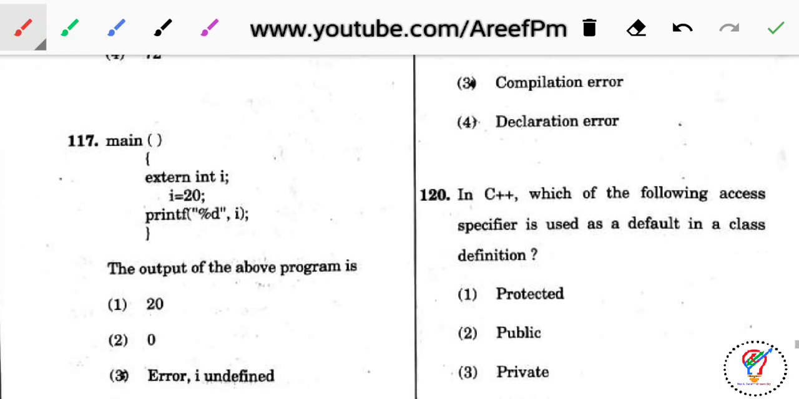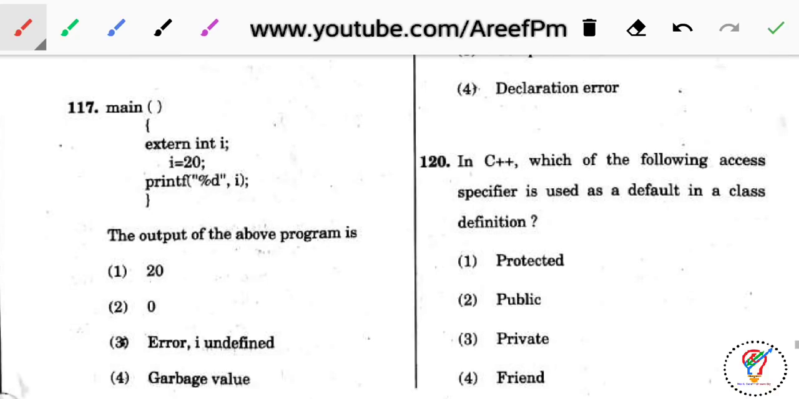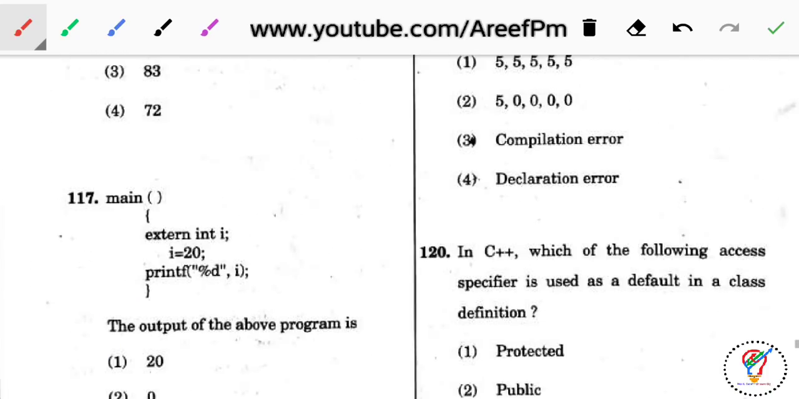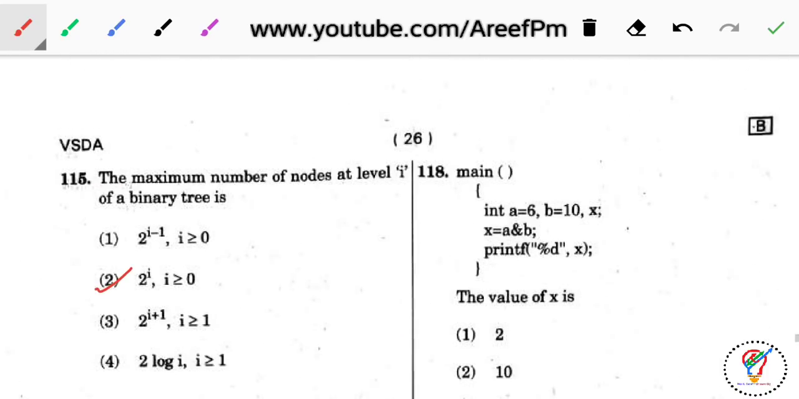Next, 117. The program: main, extern int I is equal to 20, printf %d I. So the answer will be error. Why? Because I is undefined here. They have not given any definition earlier; you have to define I before the extern, not after. Next one, question number 118.